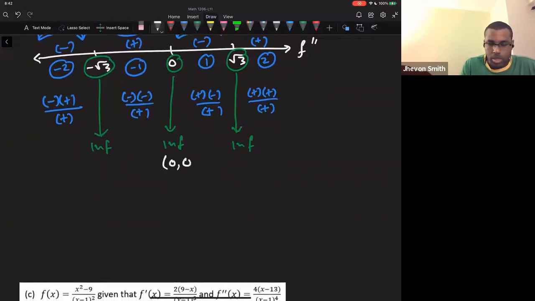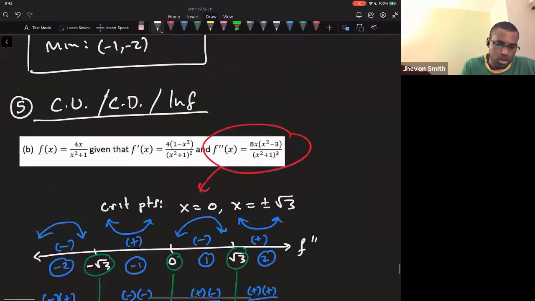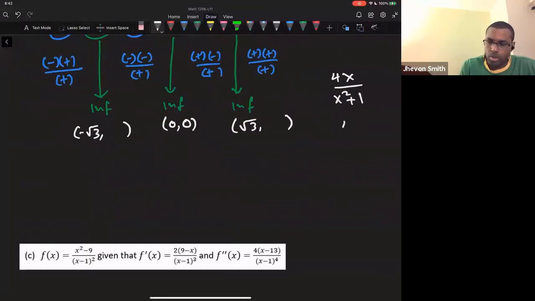So this means 0, 0 is an inflection, a minus rad 3, comma whatever, positive rad 3, comma whatever. The function was 4x over x squared plus 1. So with rad 3, I'd have 4 rad 3 over 4. It's just rad 3. And if I had minus rad 3, so we have that.